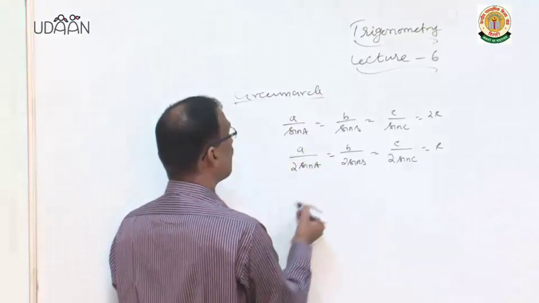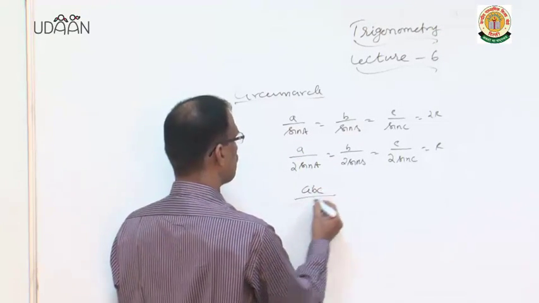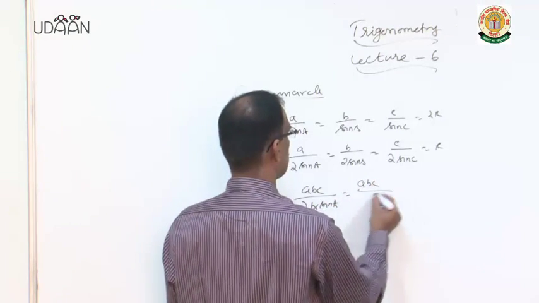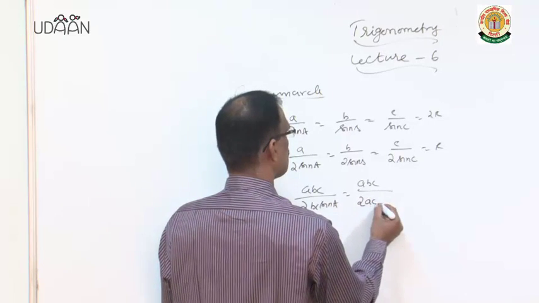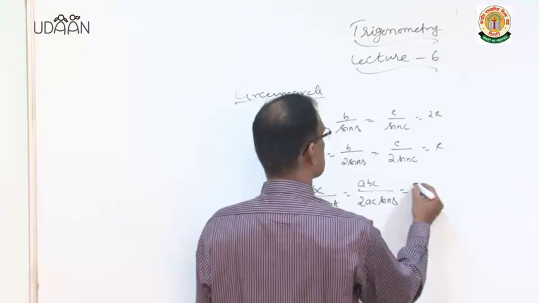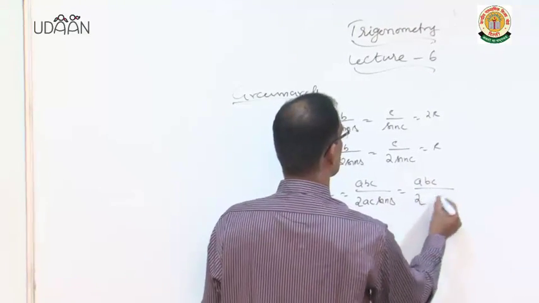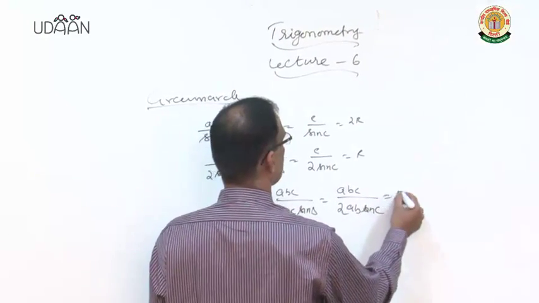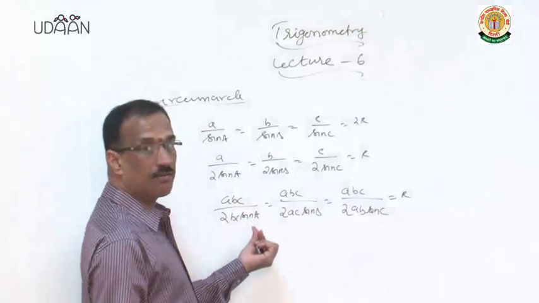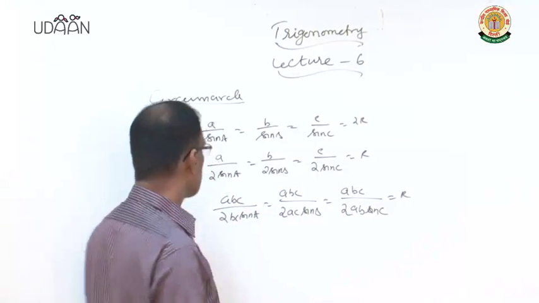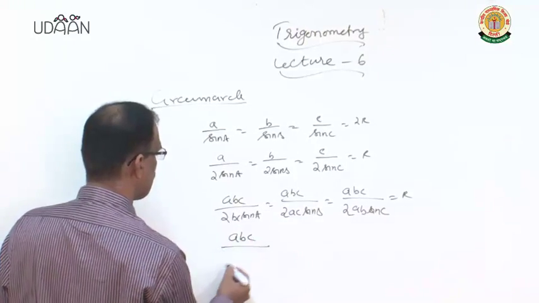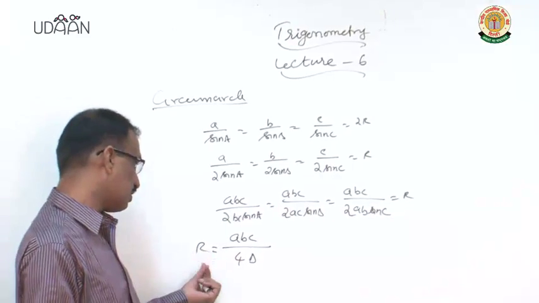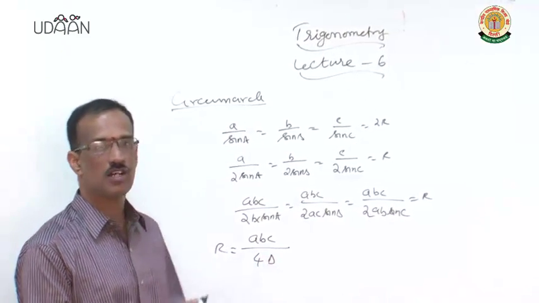Now you multiply and divide by BC, so it will become abc by 2 bc sine A, abc by 2 ac sine B, equals abc by 2 ab sine C equal to R. So we know that half bc sine A is the area of the triangle. So we get this as abc by 4 del equal to R. That is the circumradius in terms of the sides of a triangle.